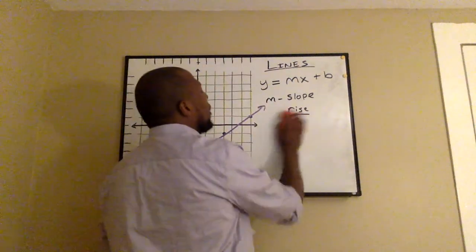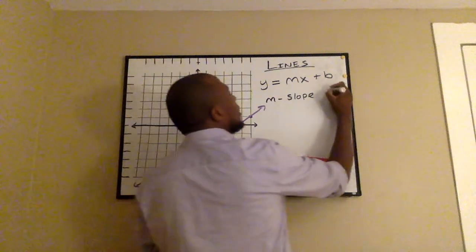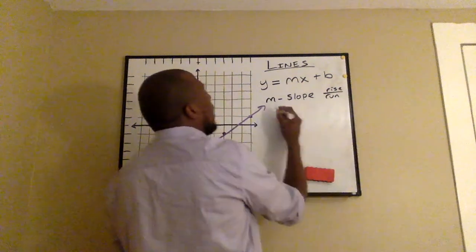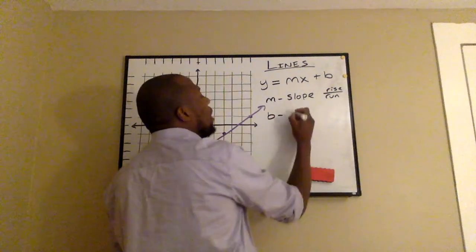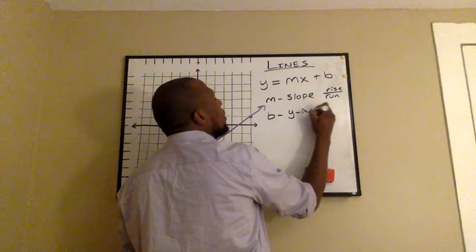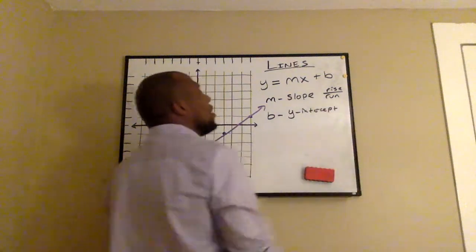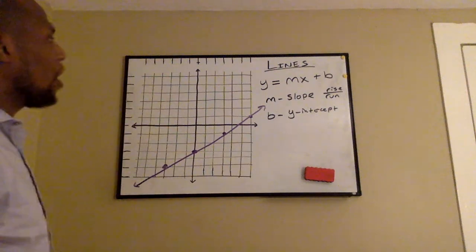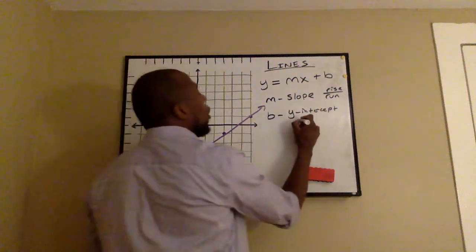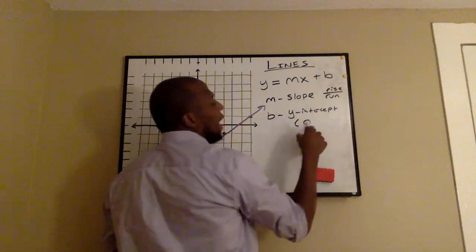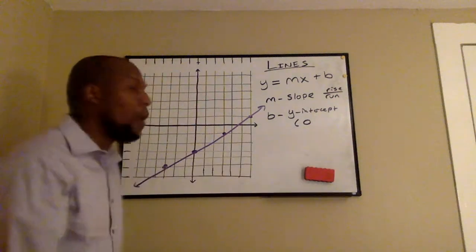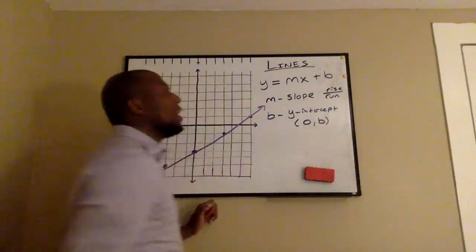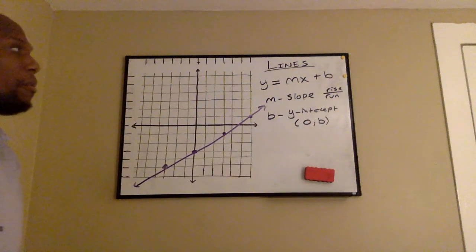I'm going to keep rise over run over here just so we always have that to remember. The other letter is b. That's our y-intercept. It tells us where we cross the y-axis. The coordinates for that point are always with x equal to 0, because that's true for every single y-intercept. X is equal to 0, and the y-coordinate is the same as the value of b.